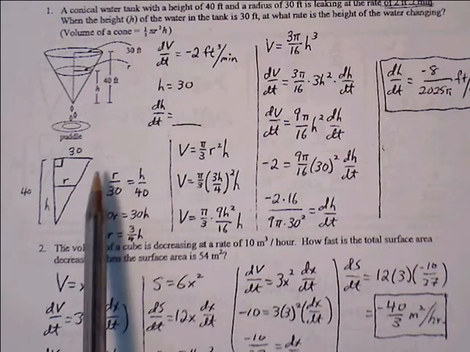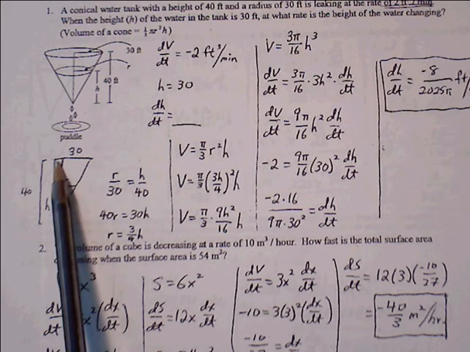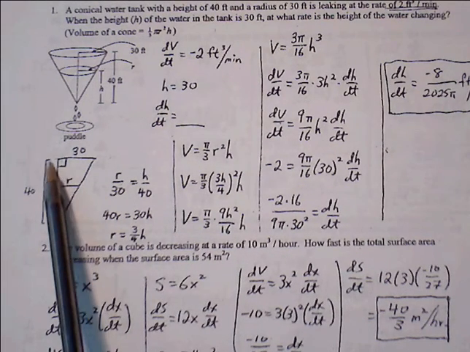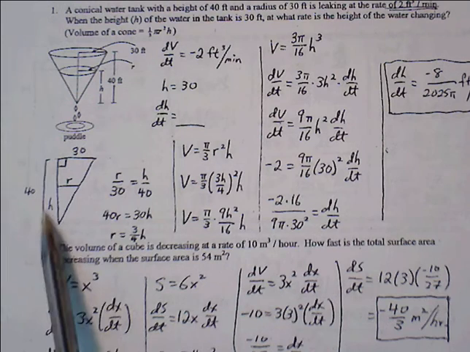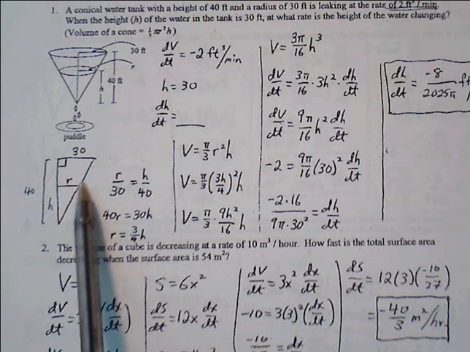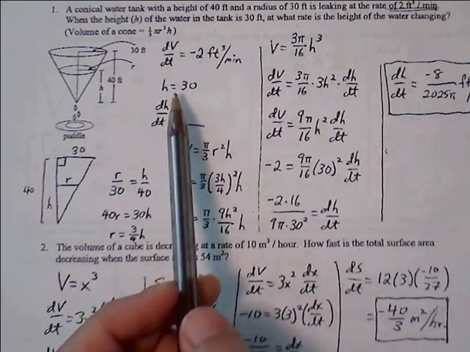So we're going to draw the figure here. This 30 represents the radius of the tank. 40 is the height of the tank. Little r is the radius of the water level, and little h is the height of the water level. Let's see what else we're given here.